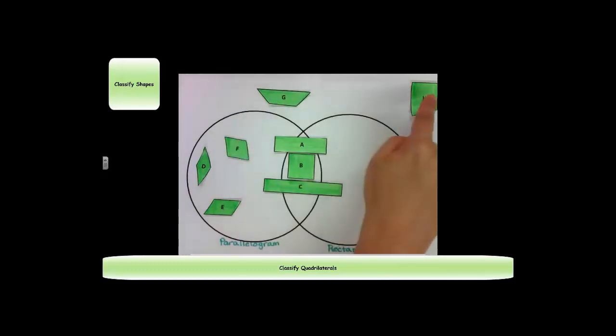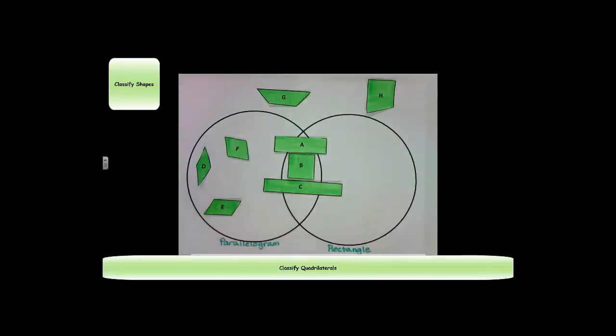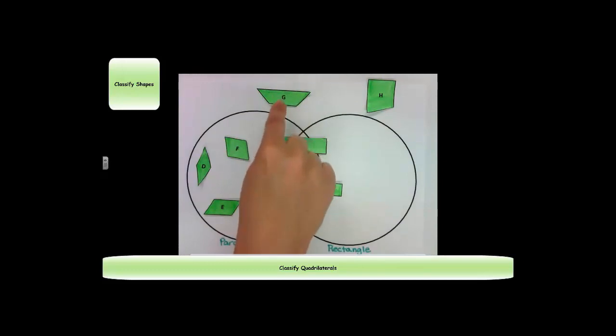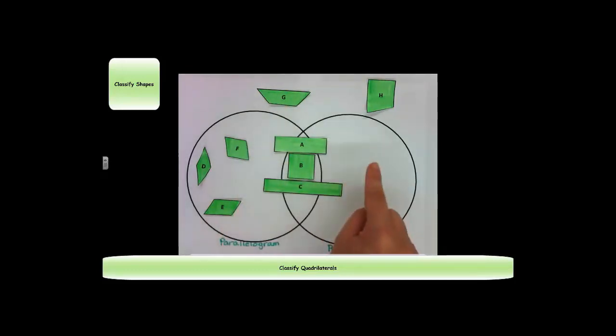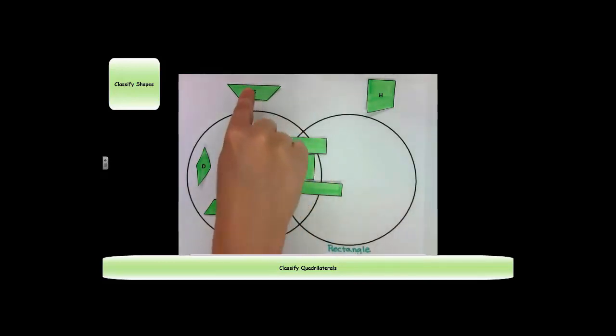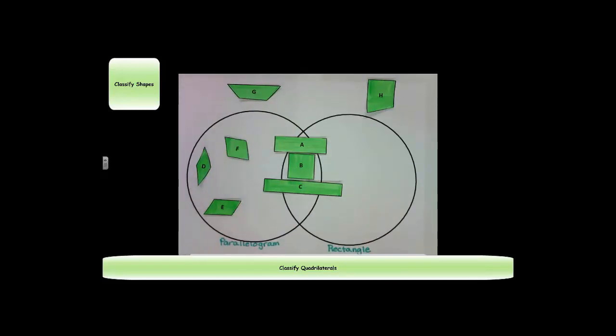Letter G is a trapezoid, and letter G has only 1 pair of opposite sides that are parallel. Since it only has 1 pair, it is not a parallelogram, and it does not have any right angles. Letter G does not fit in either category, so we're going to leave it on the outside of our Venn diagram.